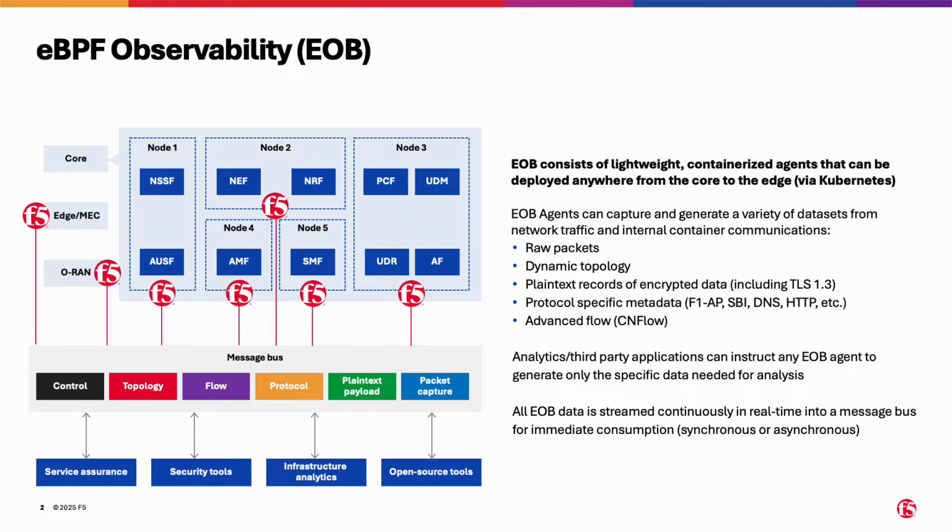Now, if you take a look at the left-hand side of the screen, this diagram gives you a high-level view of how EOB works. It's made up of those red F5 circles. Those are representative of the EOB agents. These agents can be placed anywhere within a cloud-native environment. Specifically for this discussion, we'll focus on 5G SA environments, but please keep in mind that this can provide value in any cloud-native construct. Once those agents are put in place, they can start collecting data within each node. This is all of the pod and container traffic that exists on each node.